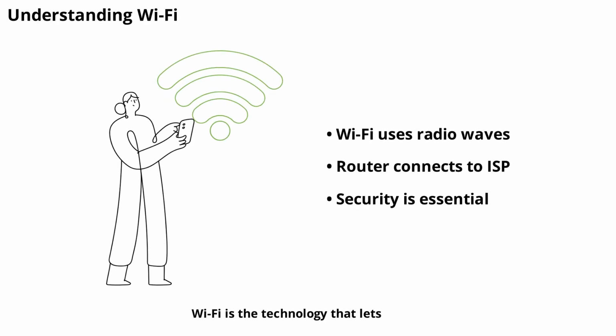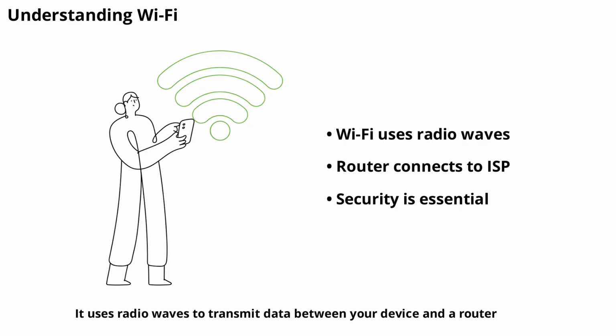Wi-Fi is the technology that lets your devices connect to the internet wirelessly. It uses radio waves to transmit data between your device and a router. The router, in turn, connects to your internet service provider, which links you to the global network. Wi-Fi makes it easy to move around your home or office while staying online, but it also relies on security protocols to keep your data safe from unwanted access.